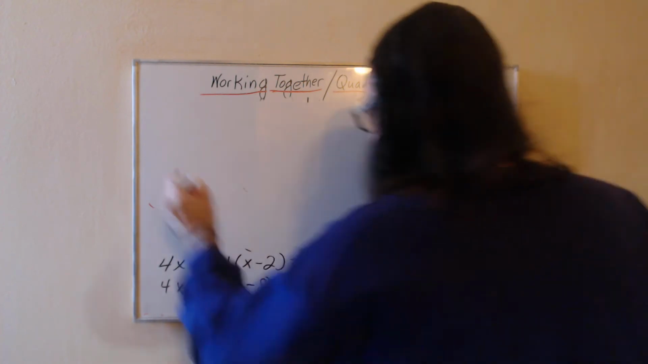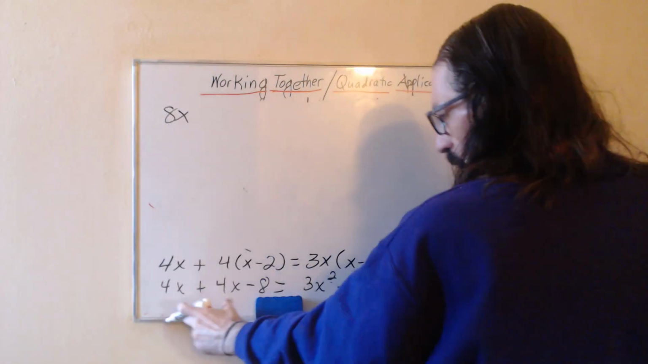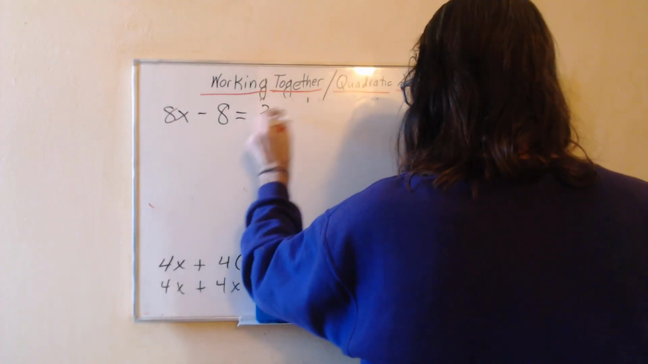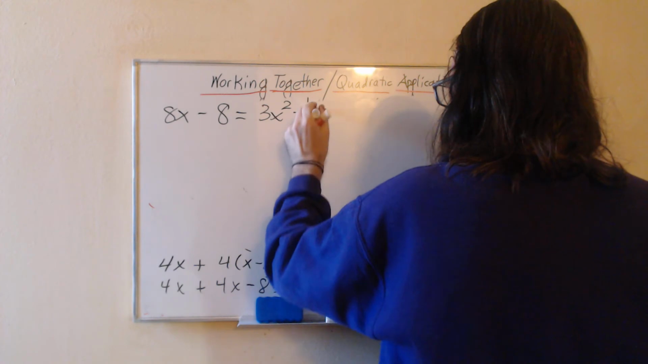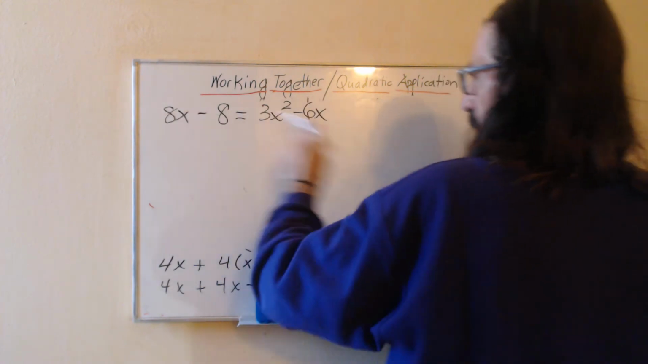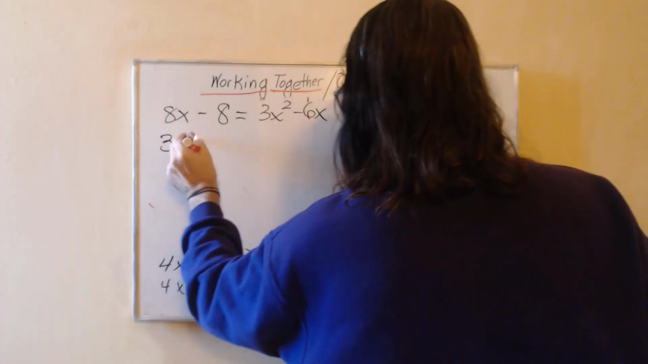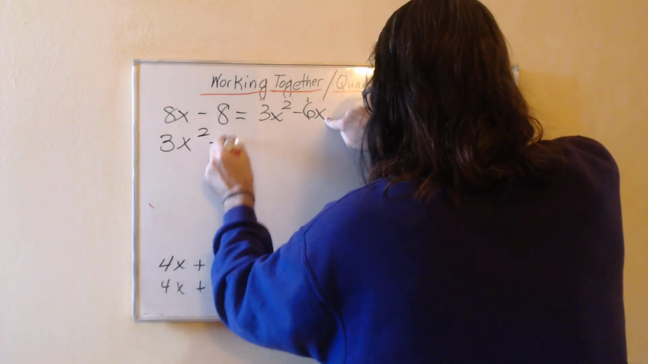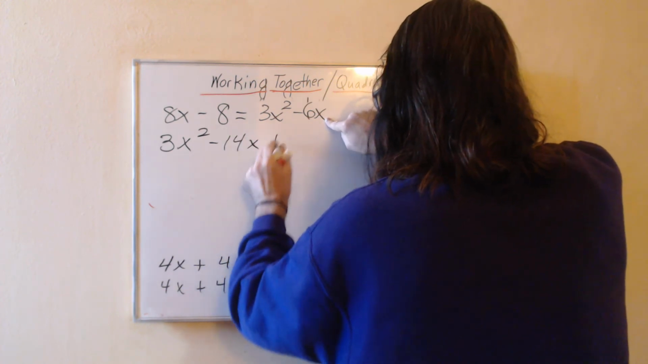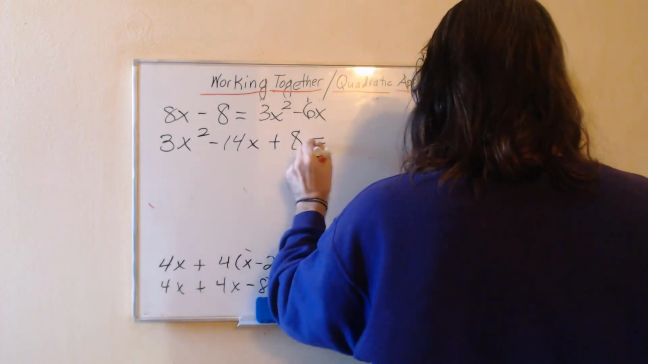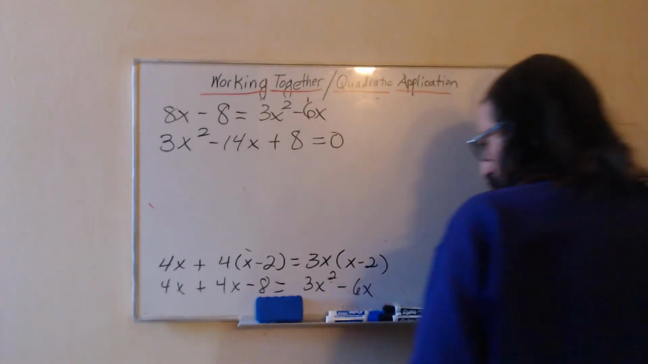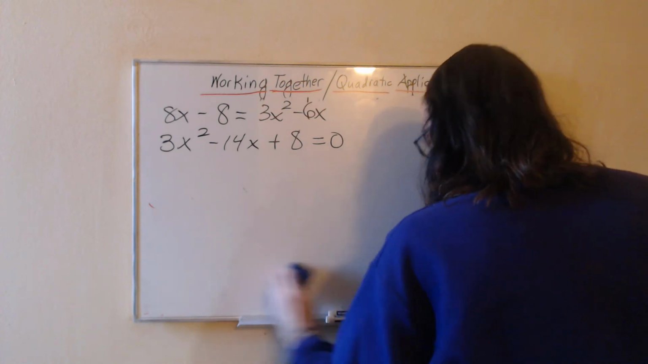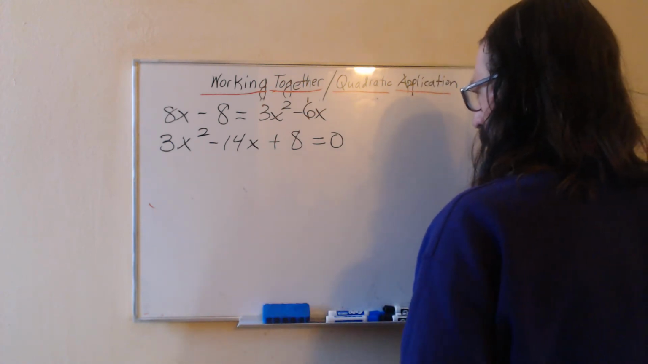Before I do that, combine the like terms that were on the left. Now I'm going to subtract 8x and add 8. Minus 6x minus 8x will give you minus 14x. And then plus 8. Now we've got that equal to 0.